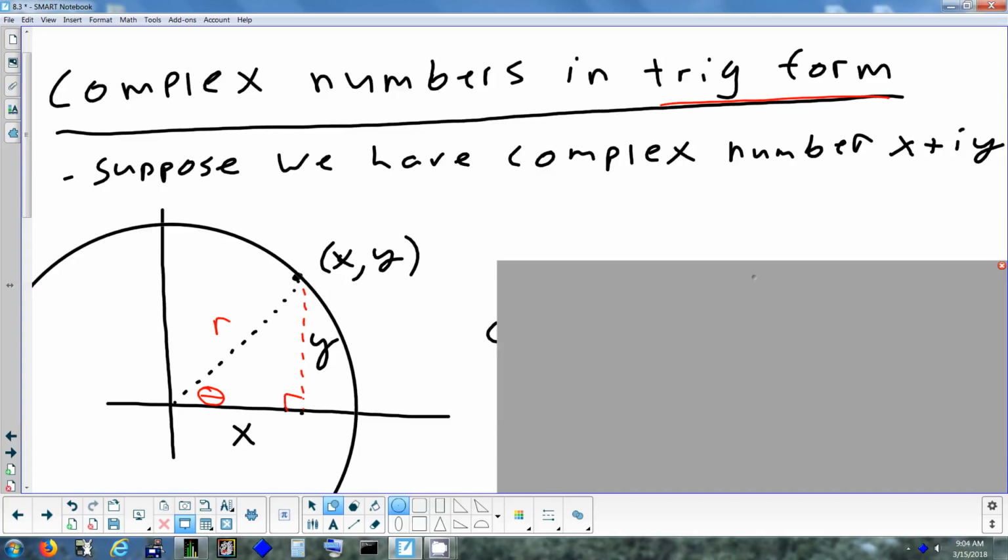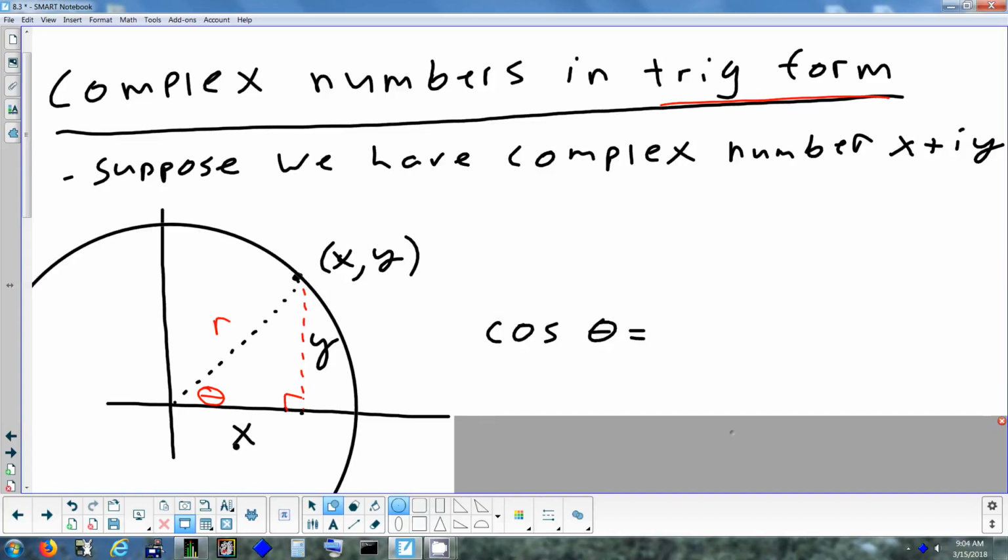What trig function could I use that would involve x and r? Cosine. Yes. You could set up an equation involving cosine. Cosine is adjacent divided by hypotenuse. Now my goal is to get x by itself so I can plug in something and get rid of x. So how would I get x by itself there? Just multiply by r. There's your formula for x: r cosine theta.